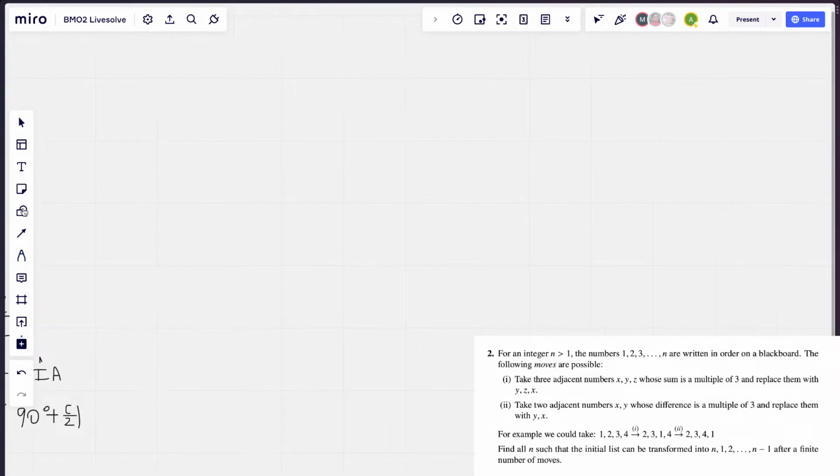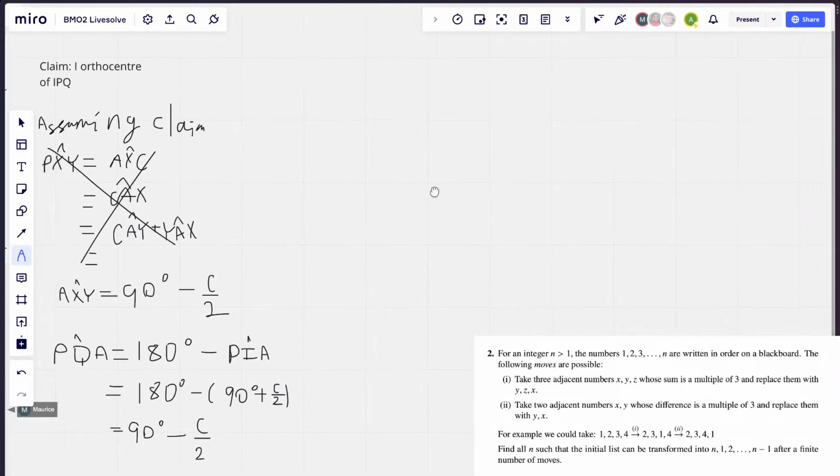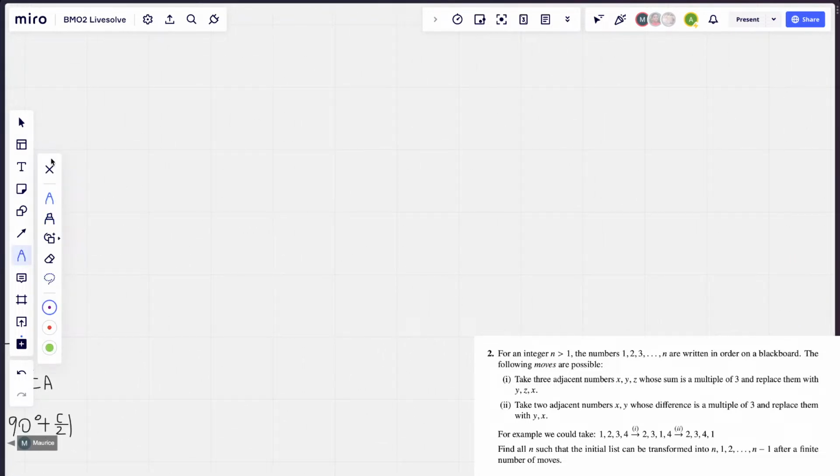Okay, I'll move over to the side for question 2. So, question 2. We have an integer n, and the numbers written in order on a blackboard. We have the following moves. Let's do 1, 2, 3, all the way up to n. Take 3 adjacent numbers whose sum is a multiple of 3.